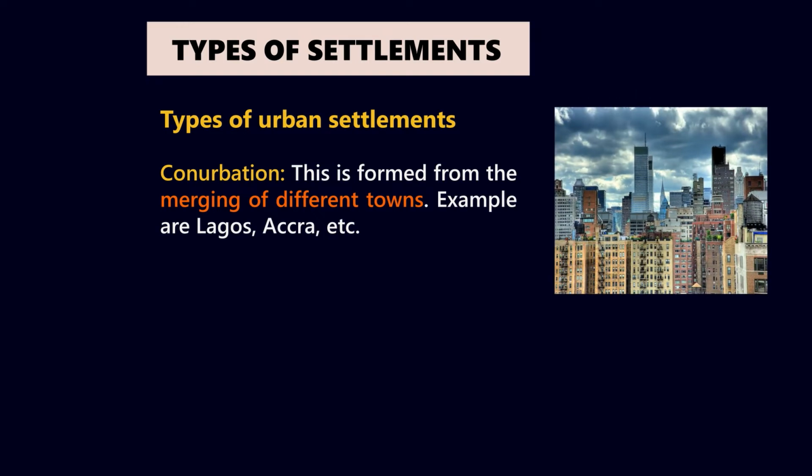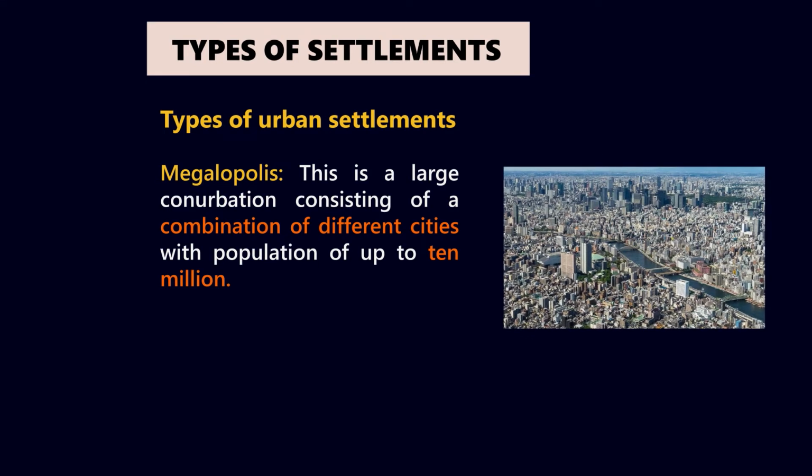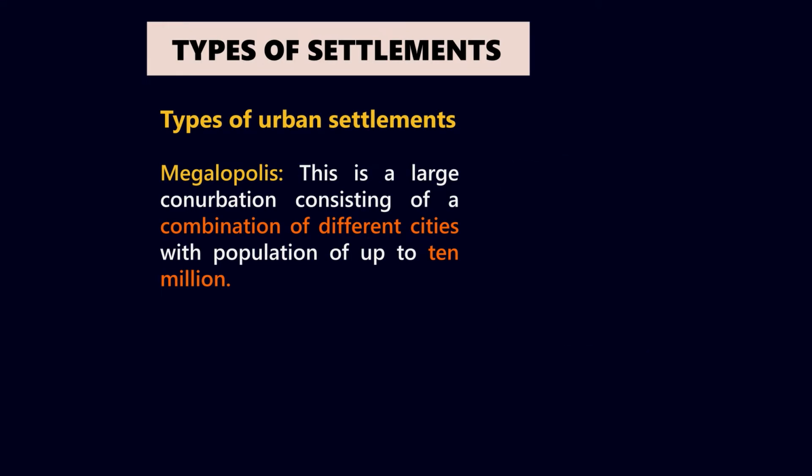The third type of urban settlement we'll be looking at in this lesson is conurbation. Conurbation is formed when different towns come together or merge. Examples of conurbations are Lagos and Accra. The megalopolis is the last type of urban settlement. This is made up of different cities coming together to form a very large one. A megalopolis has population of up to 10 million.